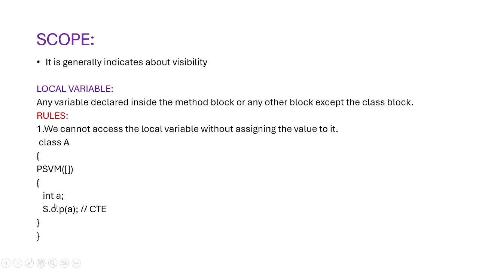So it is a local variable, and here we have not assigned any value. If we want to access it without assigning the value, like here we have accessed it with system.out.print, and a we are accessing, that will show you a compile time error, because we cannot access it without assigning a value. That is rule number 1.